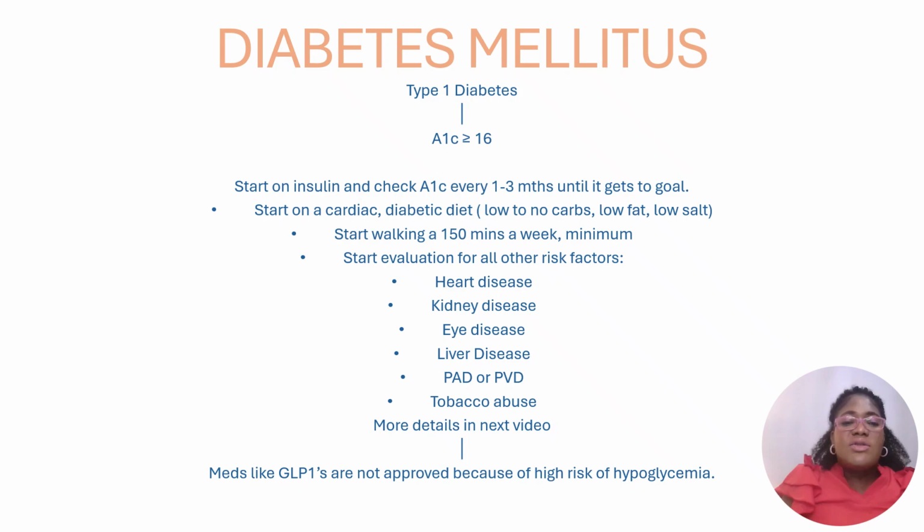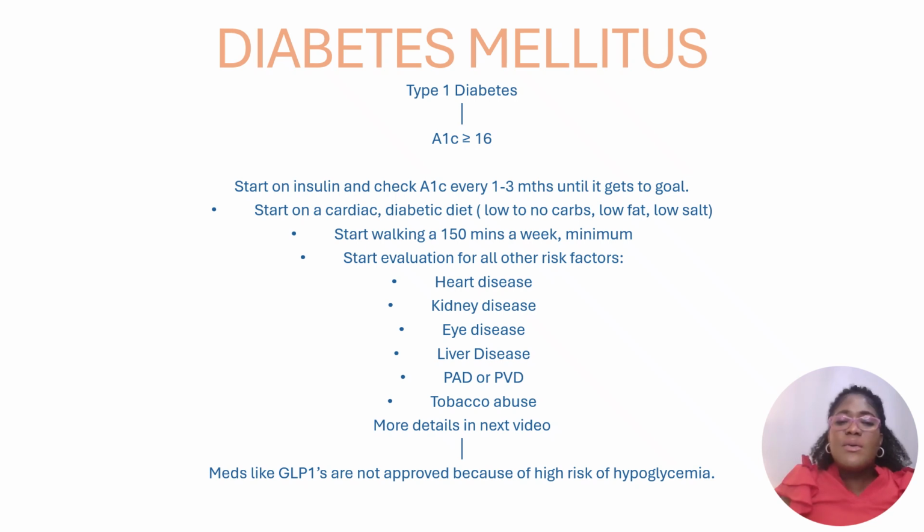On the other hand, there are other changes that need to be made, usually lifestyle changes and risk factor evaluation. So lifestyle changes will include starting you on a cardiac diabetic diet. The diabetic diet is a diet that's void of carbs or has very little carbs, or it has foods that are considered to have a low glycemic index. And a cardiac diet would be like a low-fat, low-salt diet. Recommendations would be made for starting exercise, so brisk walking. It's usually 30 minutes a day, 5 days a week, or 150 minutes a week at the minimum.